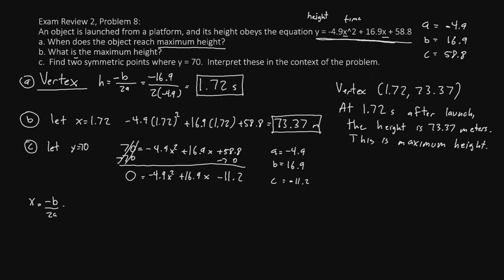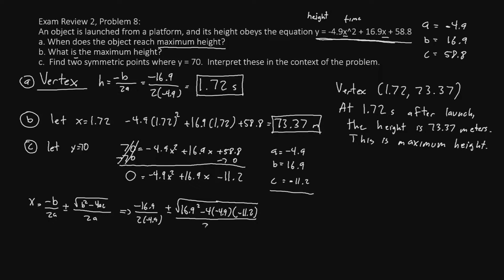negative b over 2a plus or minus square root of b squared minus 4ac, also over 2a. So let's place all of our numbers that we wrote here in their correct positions. In our first term, we'll have negative 16.9 divided by 2 times negative 4.9 plus or minus square root of 16.9 squared minus 4 times negative 4.9 times negative 11.2. All of this will be divided by 2a as well, 2 times negative 4.9.